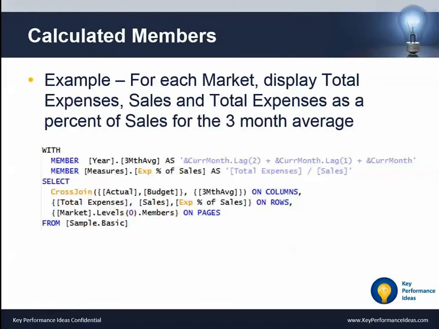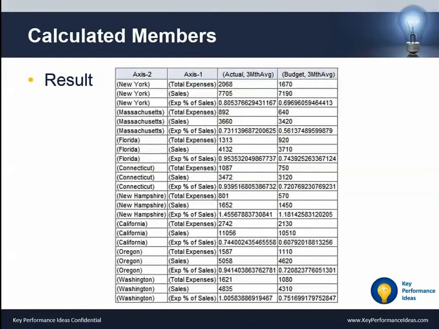And so again, we can do a cross join of our actual and budget with our 3-month average on our columns. And then we can do our total expenses, our sales, and this new expense percent of sales calculated member on our rows for our level 0 members of market. And so what we end up with is now we have in our first column our markets. Our next column is going to be the expenses, sales, and the expense percent of sales, and then we have our actual and our budget for the 3-month averages.